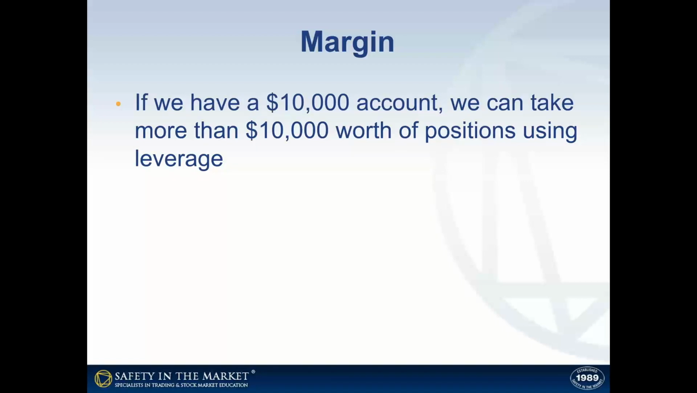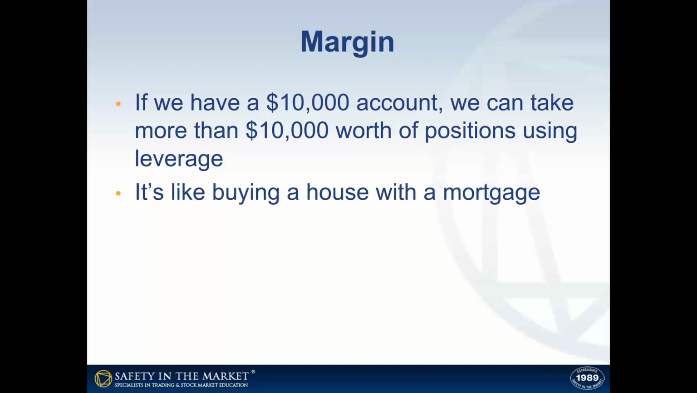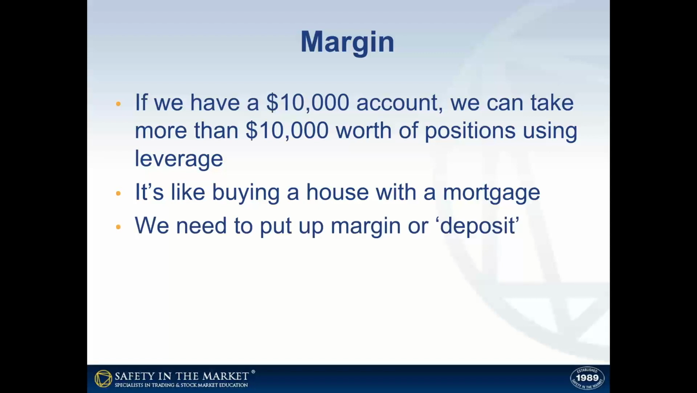If we've got a $10,000 account, we know that we can take more than $10,000 worth of positions using leverage. And the analogy that I often use is it's like buying a house with a mortgage. We need to put up some margin or deposit in order to take that trade. And the same thing goes in financial markets. If you buy a house, the typical margin or deposit that you will put up for that house is 20%. So if you buy a $1 million house, you might put up a $200,000 deposit.